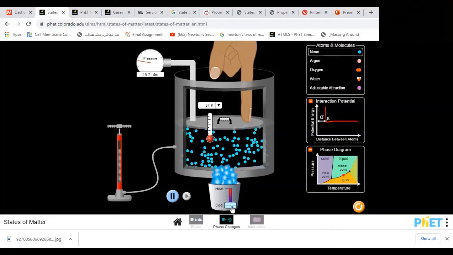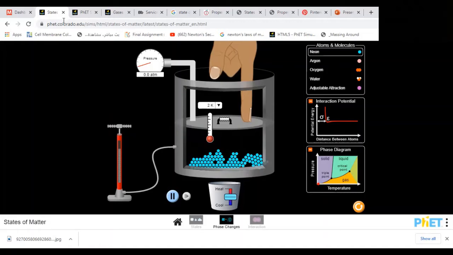Now you'll find that the gas, by cooling at a certain temperature, will become a solid directly without being liquid in between. The particles don't slide over each other. From gas to solid directly, this is called deposition.